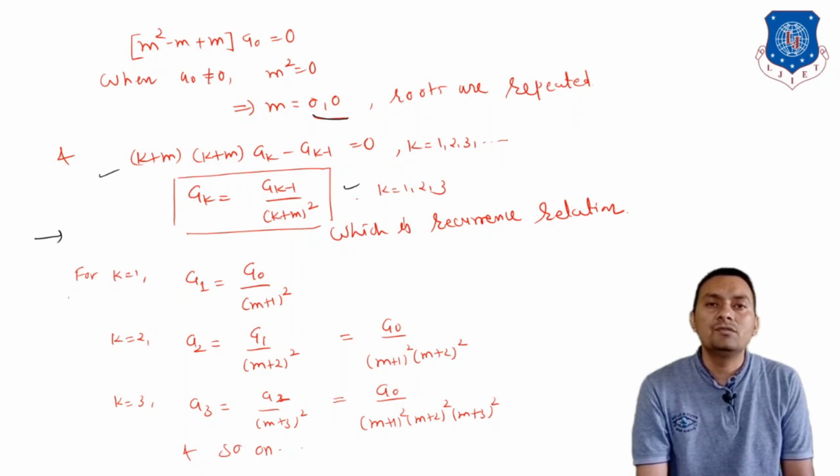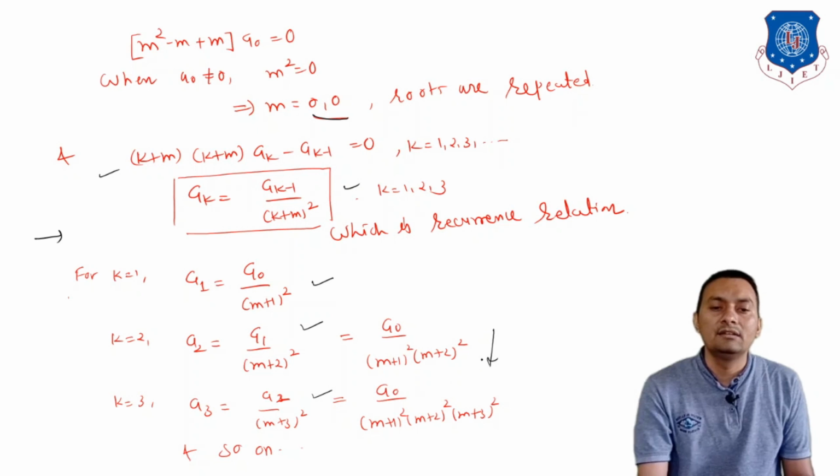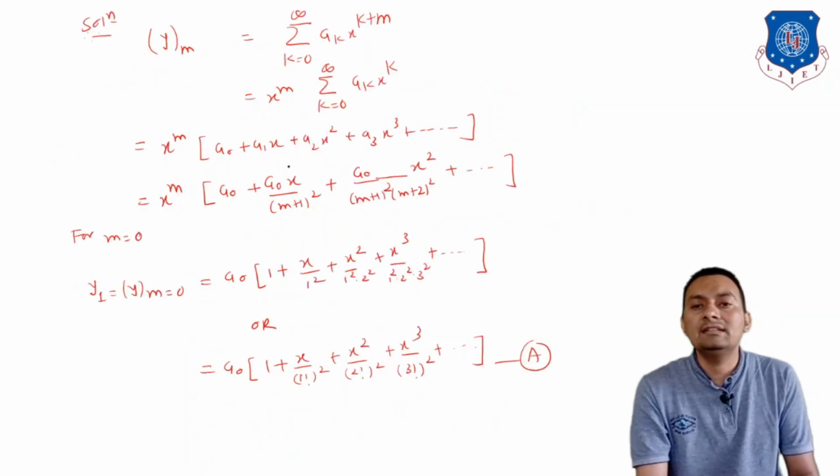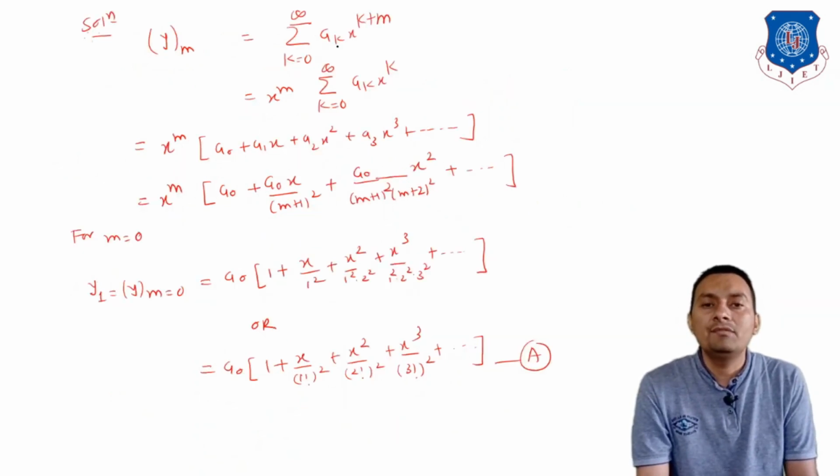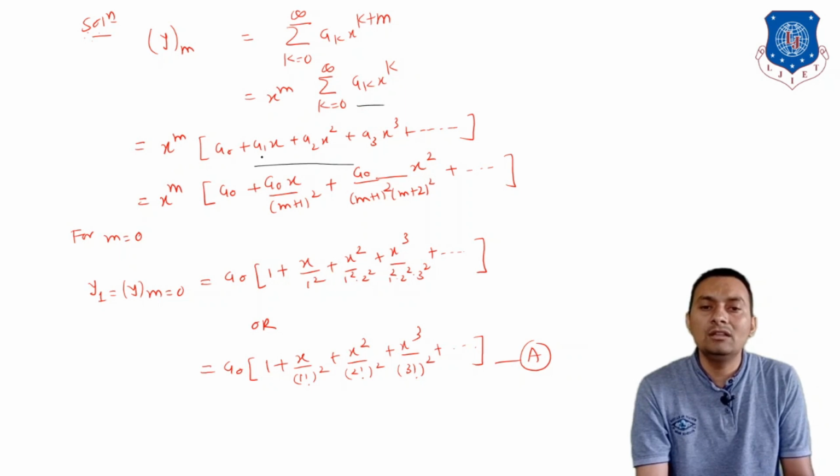So first we will substitute k equal to 1, 2, 3 and so on. So this is for k equal to 1, k equal to 2, k equal to 3. So we are getting this. Now I'm just substituting in y_m, which is the summation over k from 0 to infinity of a_k x raised to k plus m. Now I'm going to expand this and substitute all these values that we have, the a1, a2 and a3, that you can write here.